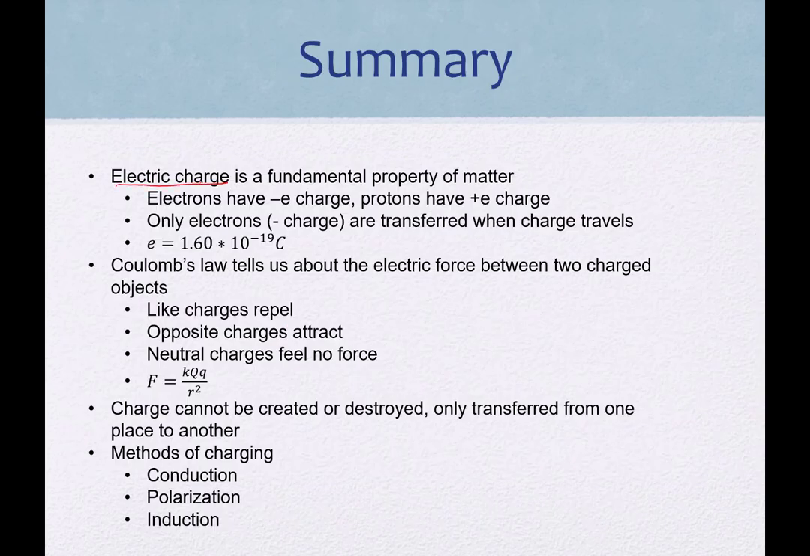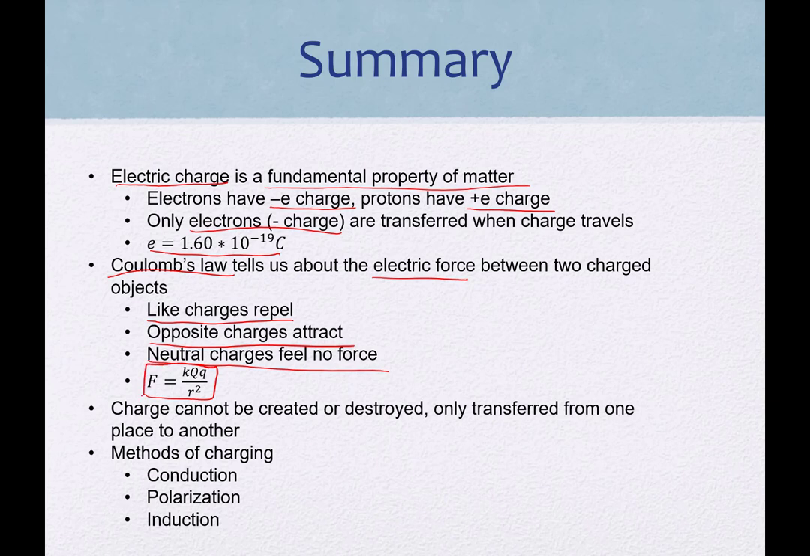In summary, electric charge is a fundamental property of matter. Electrons have a minus e charge. Protons have a plus e charge. Only negative charge, that is the electrons, are transferred when charge travels. Lowercase e tells us the magnitude of the charge on a proton or electron. Coulomb's law tells us about the electric force between two charged objects. Like charges repel, opposite charges attract. Neutral objects feel no net force. Here's our equation for Coulomb's law. Charge cannot be created or destroyed, only transferred from one place to another. And we can charge objects using conduction, polarization, or induction.